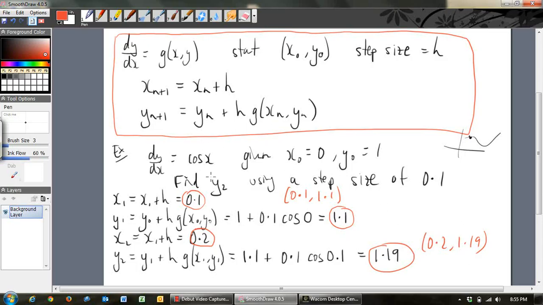Hopefully you understand that. Sometimes the question will ask to find y2. Sometimes it will ask to find the approximate value of y when x is equal to 0.2 or something like that. And so you need to find the corresponding value at 0.2. And so you need to do it in 2 steps, because it's 2 lots of 0.1 you need to find. So that's a quick example. Hopefully that makes sense, and I'll give it to you more in class.